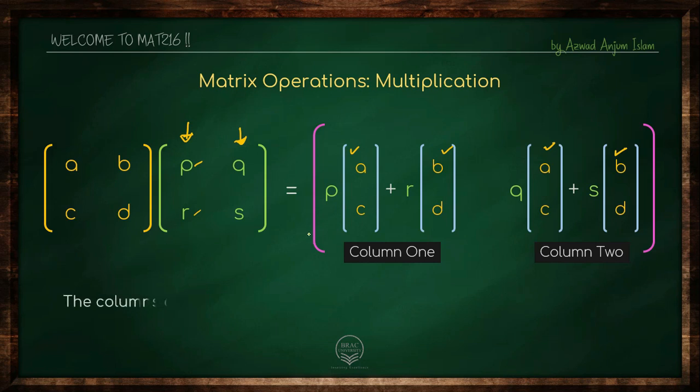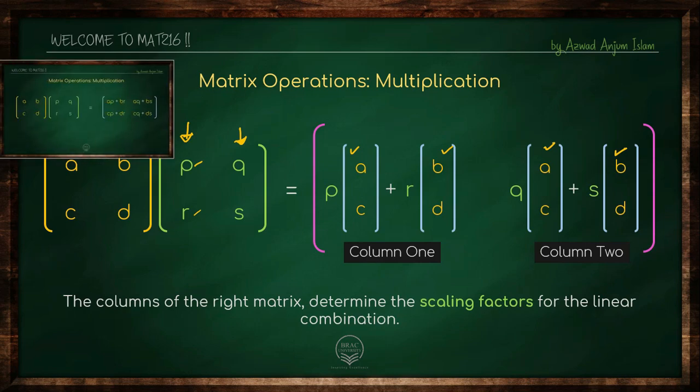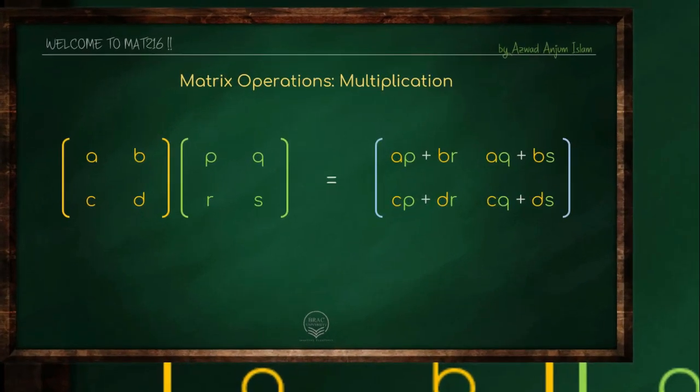So we can say that the columns of the right matrix, the green matrix here, they determine the scaling factor. The left matrix gives us the columns, the columns AC and BD, and the right matrix gives us the scaling factor, how many times to take each column of the left. And that is how we can think of any matrix multiplication as a linear combination of the columns of the left. Now, let's go back to where we started.